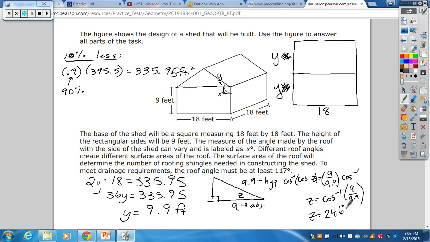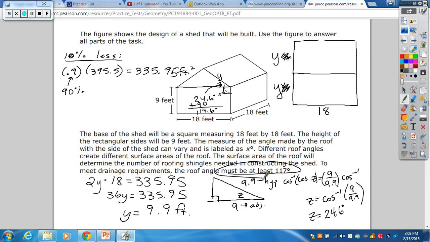Now why that's important is because of this. If we take that 24.6 degrees and put that in here, and add in the 90, that's 114.6 degrees. What was the drainage requirement that we needed? Well, if you remember back at the very beginning, it has to be at least 117 degrees. So does it meet the drainage requirements? And the answer is no.